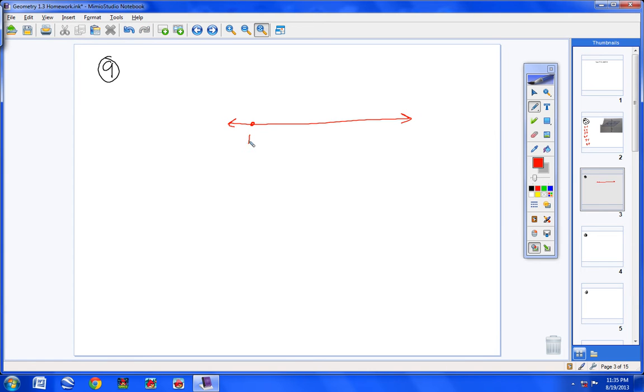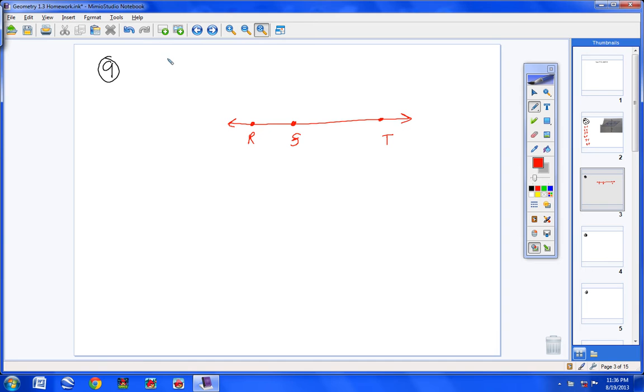So here's point R, and here's point T, and it says S lies in between them. There we go. So if S is between them, then it does mean they're collinear. If a point is between 2 other points, it means they all lie on the same line. Okay? All right, here we go. Let's take a look at numbers 9 through 14.